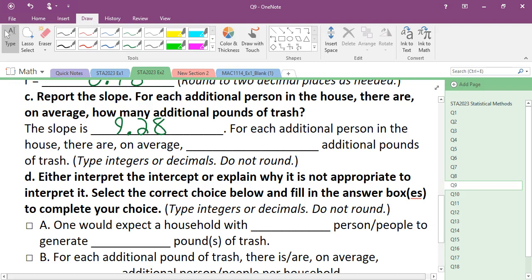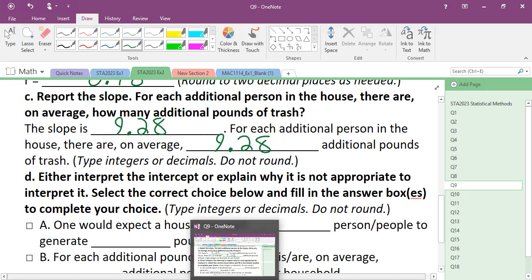What goes on the blank? Yeah, be the same slope. For every additional person in the house, we have on average 9.28 additional pounds. All right.